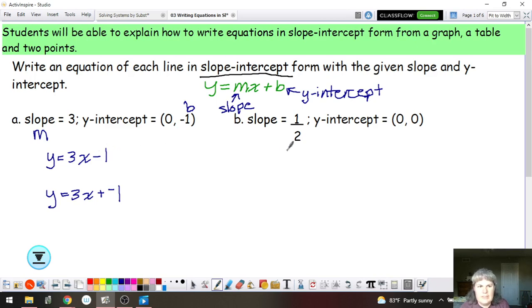So if we take a look at this next example, we have a slope of 1/2 and a y-intercept of (0, 0). Keeping in mind that with the y-intercept, the x is always 0, the y value is always the b in the equation. So when we write our equation, it's going to be y equals 1/2 x plus 0. But we don't even really need to write plus 0 because adding 0 to anything doesn't change the value. We can just write y equals 1/2 x.